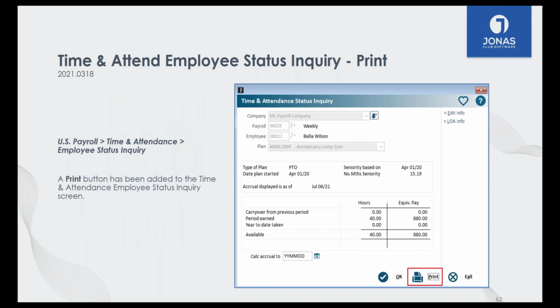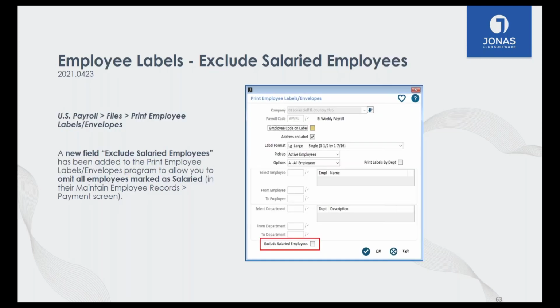All right, and then coming to the end of US payroll here, we have a very simple one. We added a little print button to the time and attend employee status inquiry program. So now not only can you print that information off, but with any print button that you get within Jonas, you can view that information, print it, view it in Excel, email it, whatever you want to do there. All right, and then lastly within US payroll, if you print off employee labels, we've now added a very easy flag right at the bottom there to exclude salaried employees.